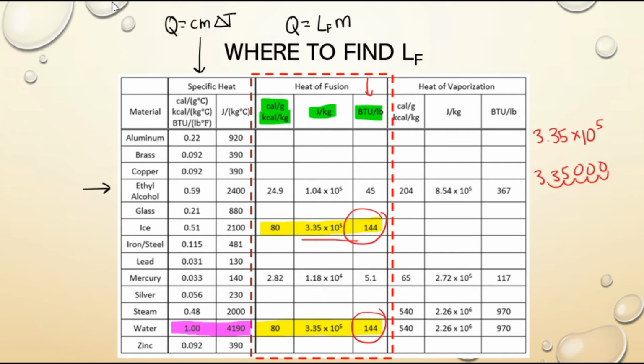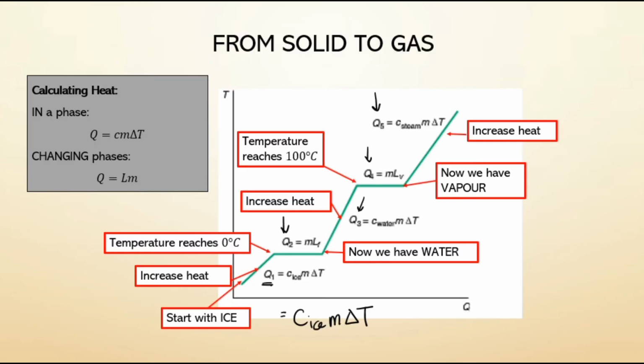When you're down at ice, specific heat is only 0.51, totally different, or 2100. And when you are at steam, the specific heat is 0.48 or 2000. So that's something you have to watch out for. So just filling in these formulas, I said Q1 was going to be the specific heat of ice multiplied by mass multiplied by the change in temperature. I'm going to write the rest of this really crowded in here.